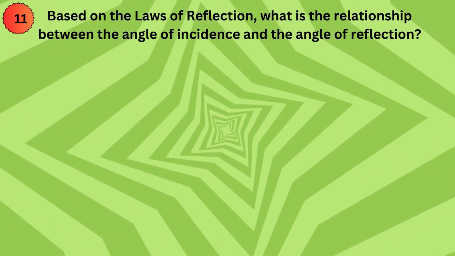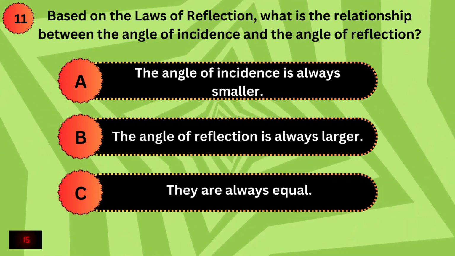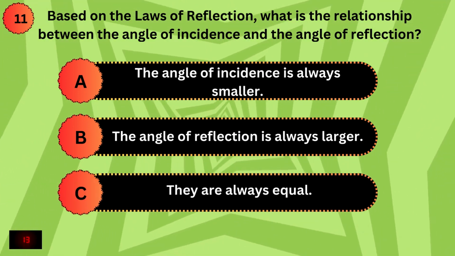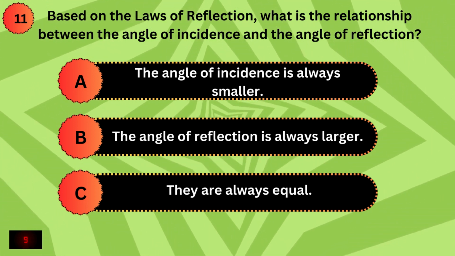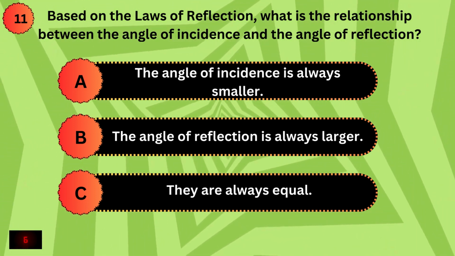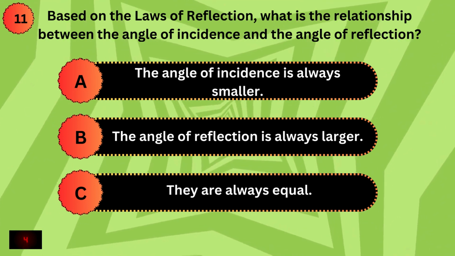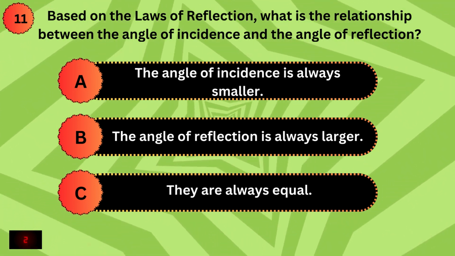Based on the laws of reflection, what is the relationship between the angle of incidence and the angle of reflection? A. The angle of incidence is always smaller. B. The angle of reflection is always larger. C. They are always equal.